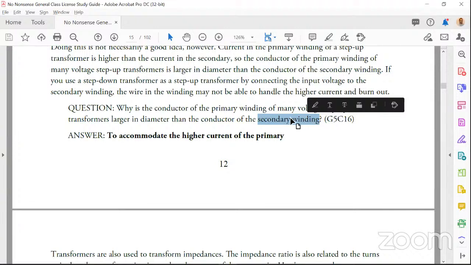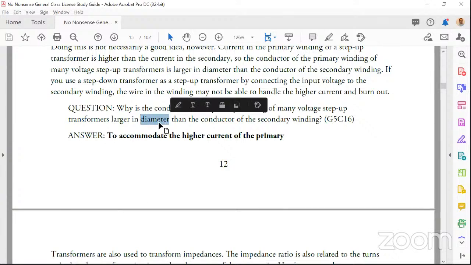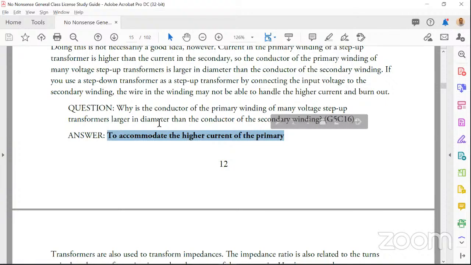If you are stepping up the voltage, as we learned in the technician class, you have to reduce the current. So in the secondary, the current is lower. The current has to pass through the wire, so if you have a higher current in the primary than the secondary, it stands to reason that the thickness of the wire in the primary will have to be thicker. So again, the answer is the reason it is larger in diameter is to accommodate the higher current flow in the primary.